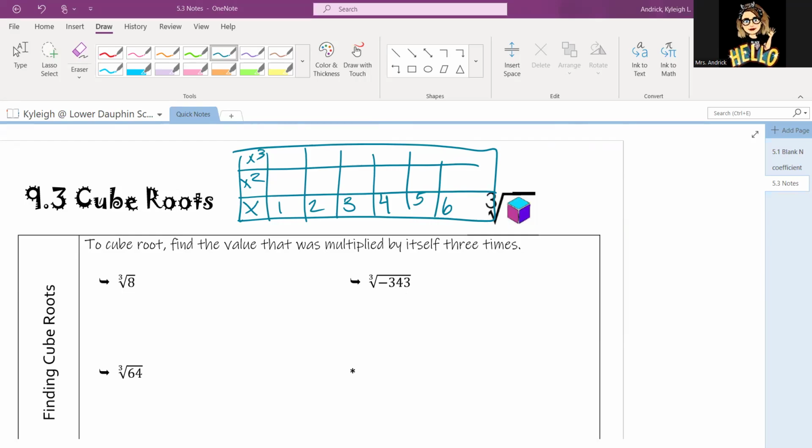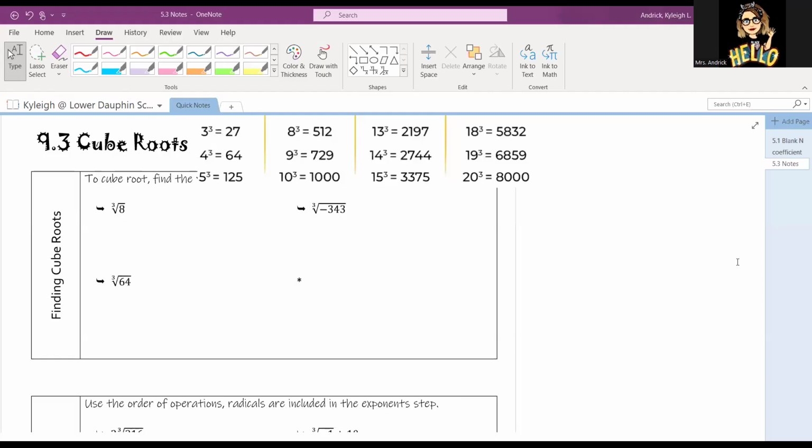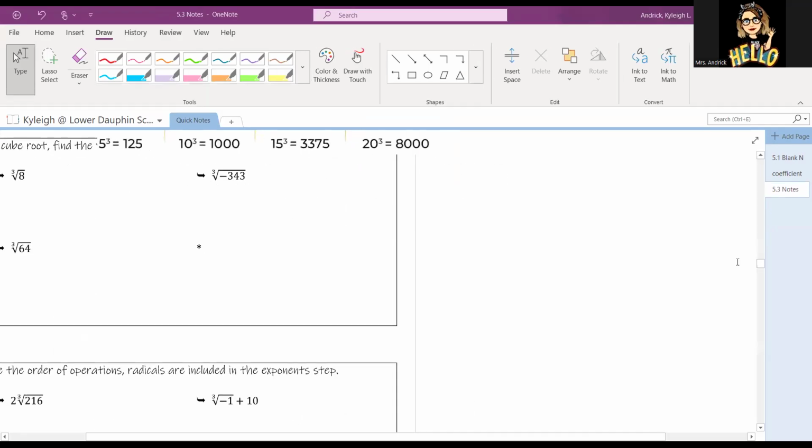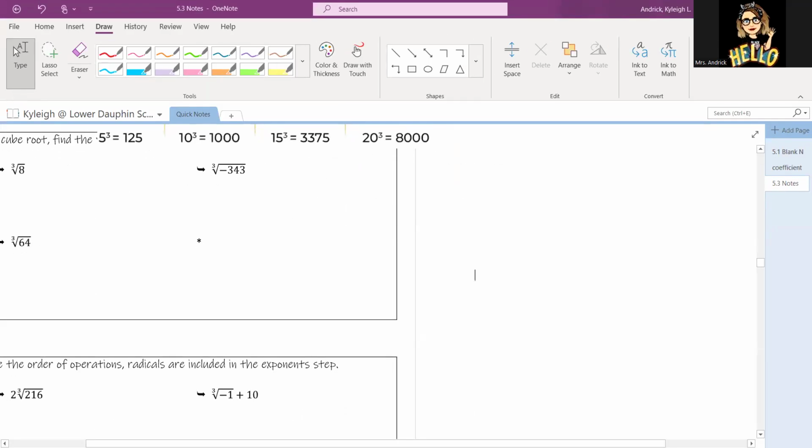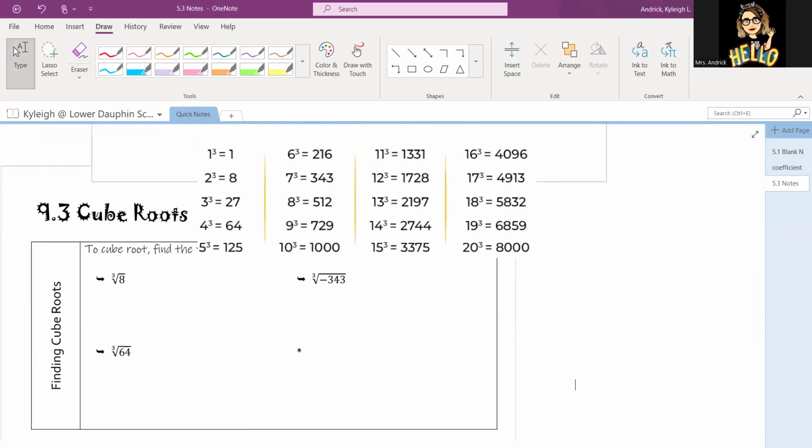So pause the video. I just found one to use because I don't have a copy of that one. So we are just going to look at your chart and figure out, just like before with square roots, up in the very top row. So in the top row that says x cubed, do you see an 8 anywhere?